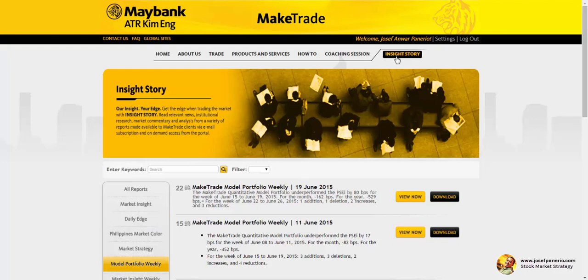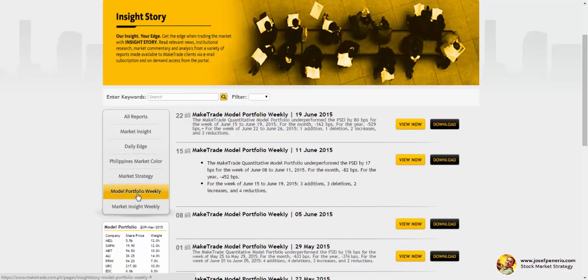So what I clicked a while ago is the market portfolio weekly. So this is provided on a weekly basis. All reports is a consolidation of all these reports: market insight, daily edge, market color. Daily edge is provided on a daily basis together with market insight, Philippine market color, and market strategy. So I think these two here, from the word weekly, are provided on a weekly basis.